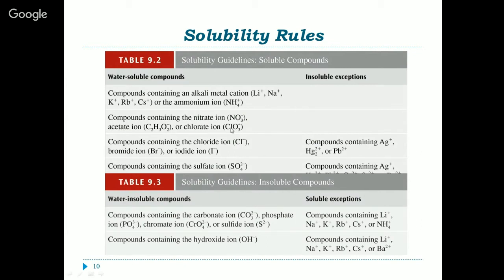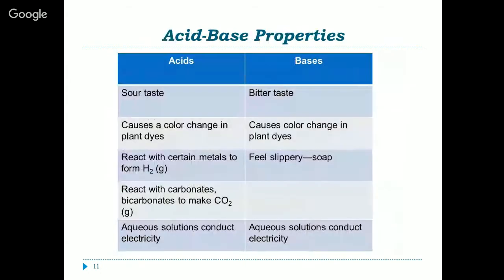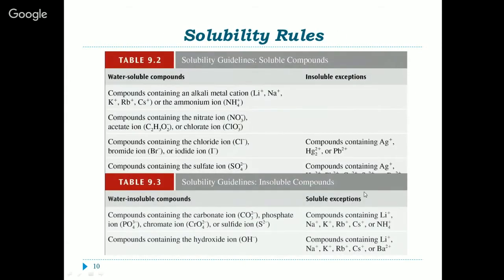Nitrate, chlorate, and acetate. Now, generally speaking, the halides, except for F-, are soluble unless they are mixed with silver, mercury 1, or lead 2. Sulfate is generally soluble unless we have silver, mercury, lead, and probably some others that are covered up. Mostly heavy metals. When we have heavy metals, they are not going to be very soluble.